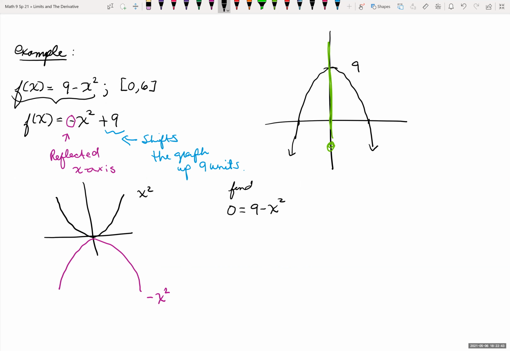There are a couple ways that we can solve that. We can factor it and set each factor equal to 0. Or I notice I could add x squared to both sides. x squared equals 9. Take the square root, use the square root method. So x is equal to plus or minus the square root of 9, which is 3. So I have two separate x-intercepts. We have one here at -3, and we have one here at +3. But we want the interval between 0 and 6.